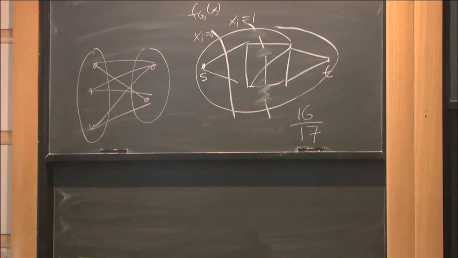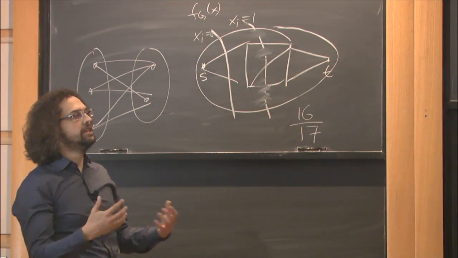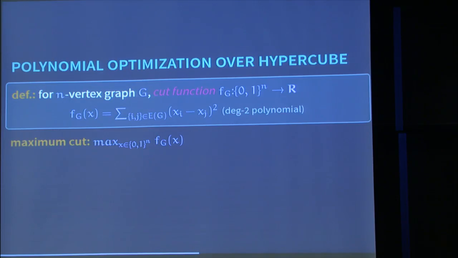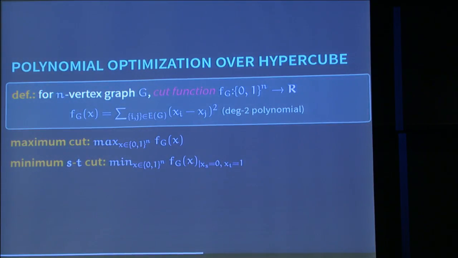And using this function, we can easily talk about max-cut and min-cut. So for example, max-cut would just correspond, for a given graph, to finding the maximizer of this cut function. And for min-cut, remember we have these two special vertices S and T that we want to separate. What we do is take the cut function and substitute 0 for x_S and 1 for x_T. Now we get a new degree 2 polynomial, and we want to minimize that degree 2 polynomial. Okay, so that captures min-cut.